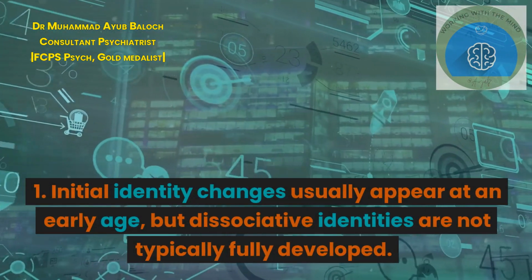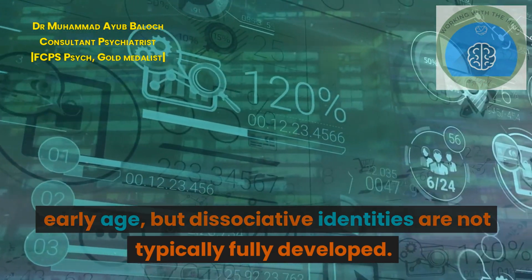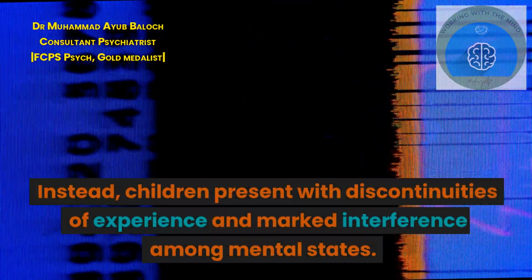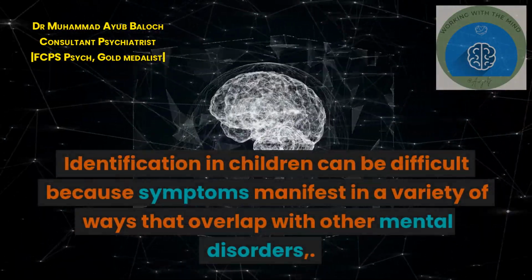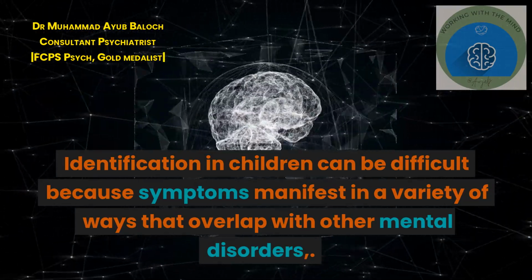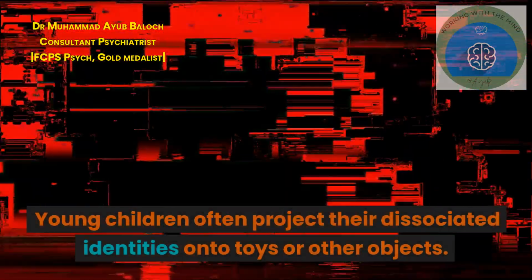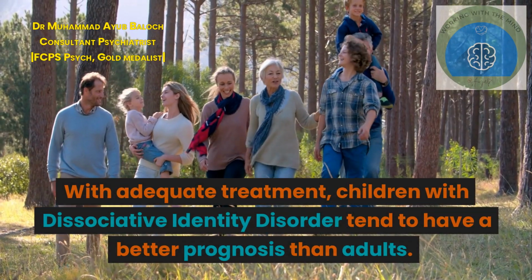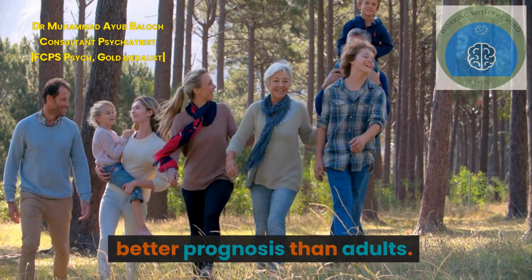Initial identity changes usually appear at an early age, but dissociative identities are not typically fully developed. Instead, children present with discontinuities of experience and marked interference among mental states. Identification in children can be difficult because symptoms manifest in a variety of ways that overlap with other mental disorders. Young children often project their dissociated identities onto toys or other objects. With adequate treatment, children with dissociative identity disorder tend to have a better prognosis than adults.